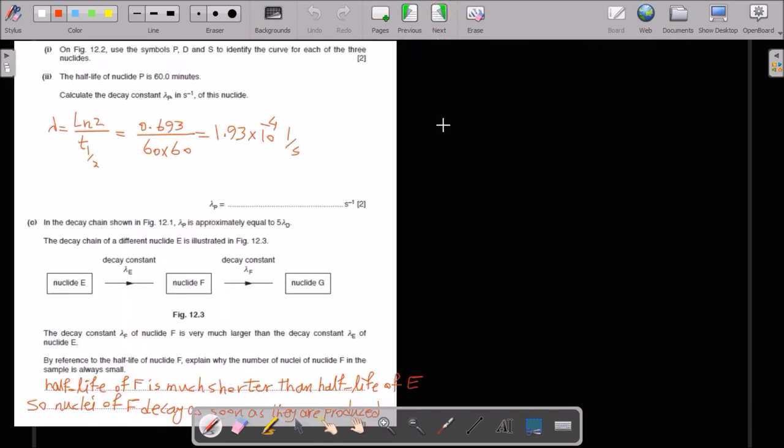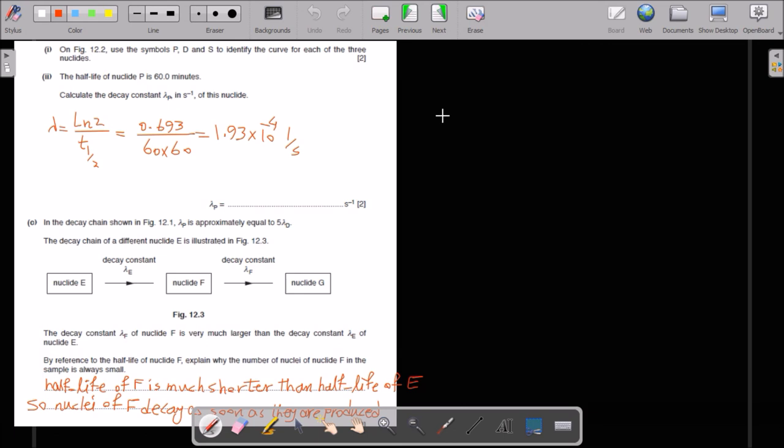Half-life of nuclide P is 60 minutes. Calculate the decay constant lambda P in one over second of this nuclide. So we know that lambda is equal to ln 2 divided by half-life. So ln of 2 is equal to 0.693, this is a constant, divided by 60 times 60 seconds, because the answer must be in 1 over second. So lambda will be 1.93 times 10 to the power of negative 4, 1 over second.